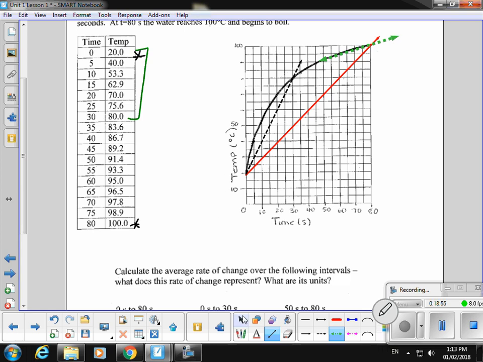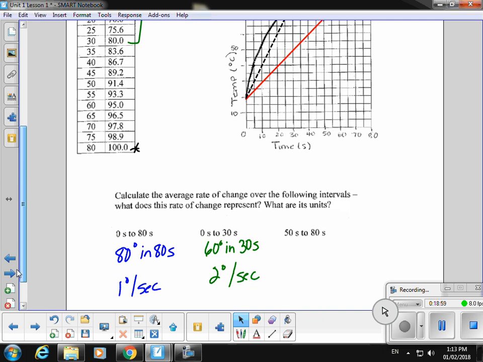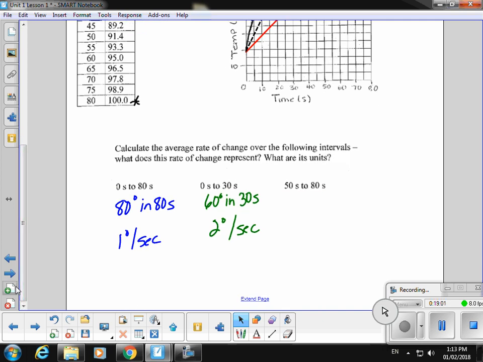Narrower interval seems to look a little more appropriate for that part of the data. So our change would be, we ended at 100 degrees from 91.4, so my delta y, in 30 seconds, which is approximately 0.29 degrees per second.